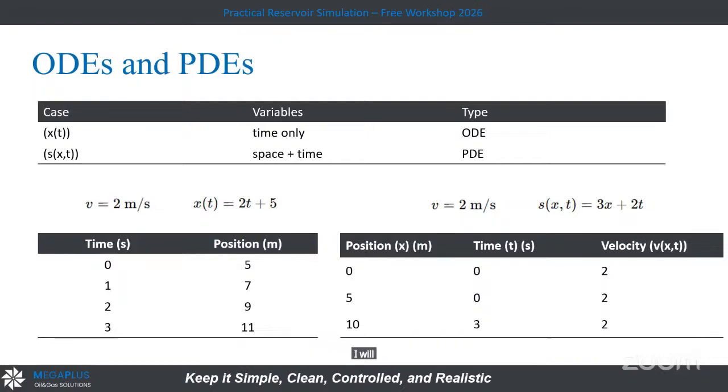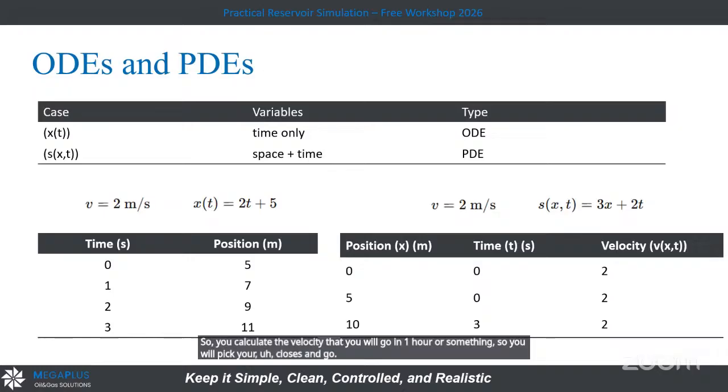I will simplify it. Imagine you are at home and telling your friend, when you leave your home, tell me so I can pick you up after 1 hour. You calculate the velocity your friend will go in 1 hour, so you pick your clothes and go pick up your friend after 1 hour. It depends on the calculation. The partial differential equation is different.